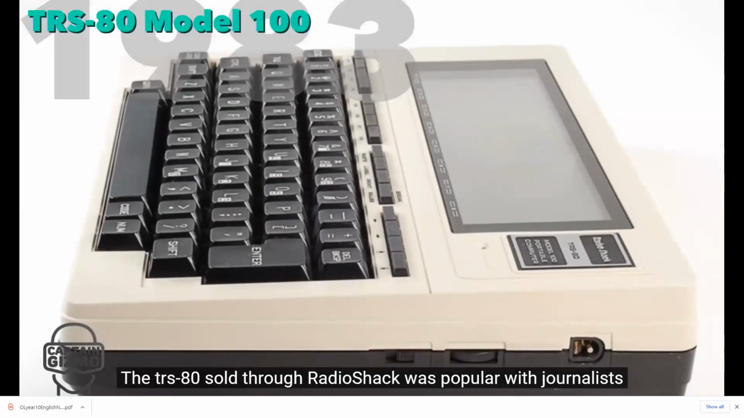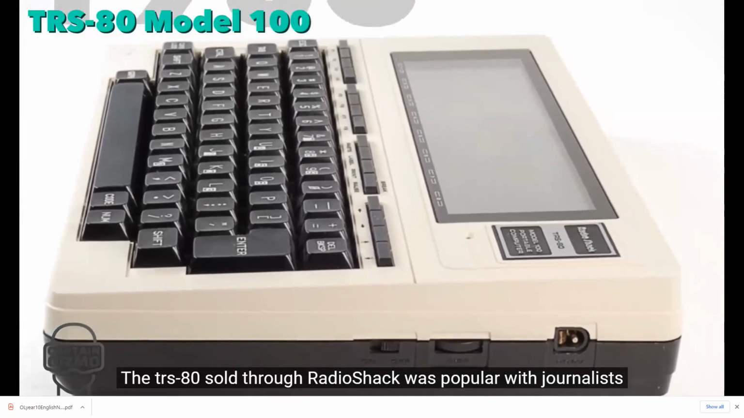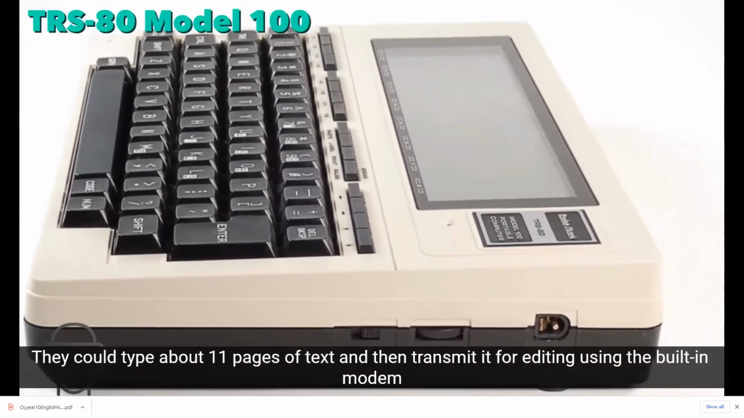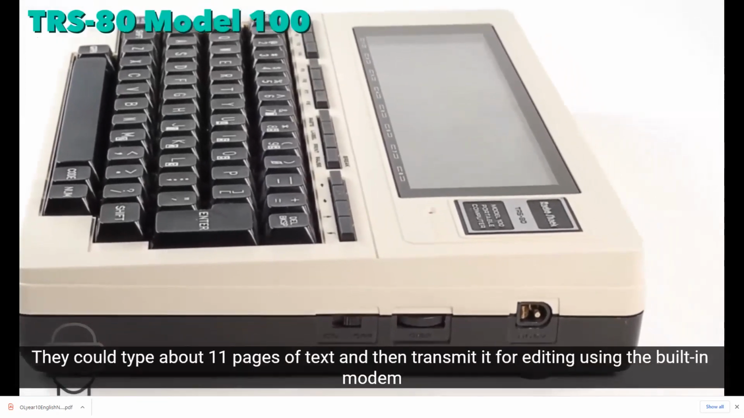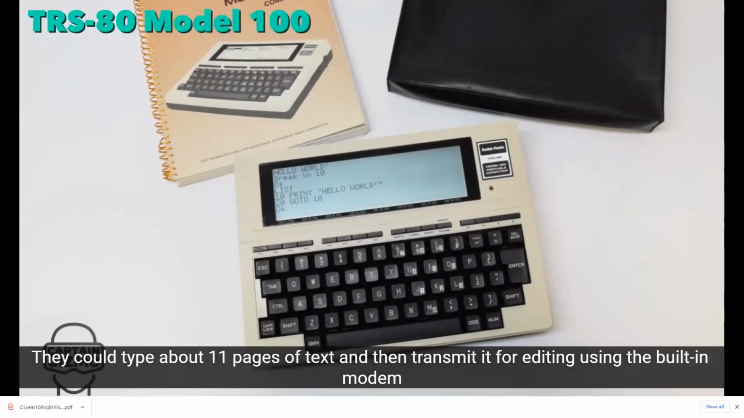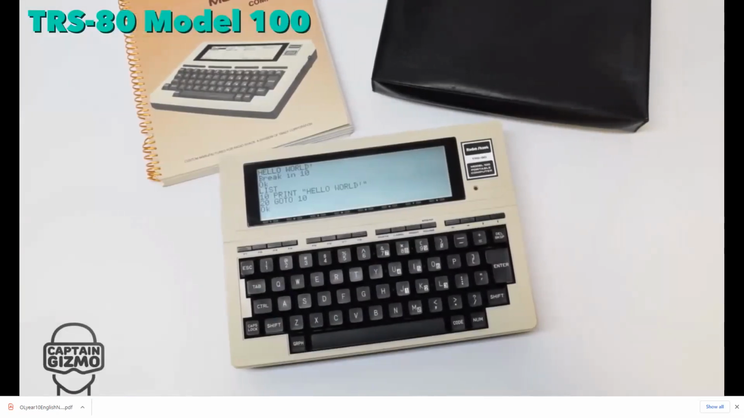The TRS-80, sold through Radio Shack, was popular with journalists. They could type about 11 pages of text, and then transmit it for editing, using the built-in modem.